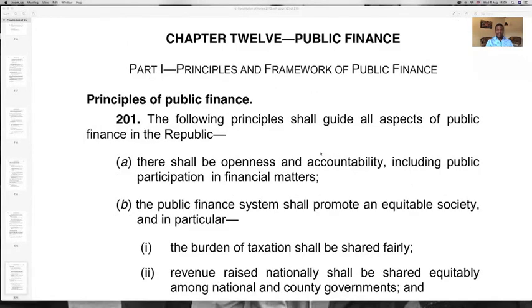And that, dear class, brings us to the end of Lesson 9 on the devolved system of government as enshrined in Chapter 11 of the Constitution of Kenya 2010. In the next lesson, we shall tackle Chapter 12 on public finance, and this will be a very beautiful topic in that we shall understand how money flows in and out of Kenya.